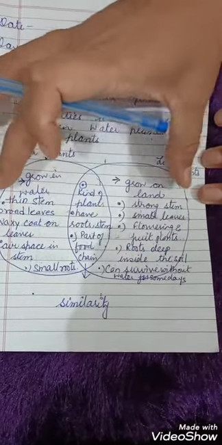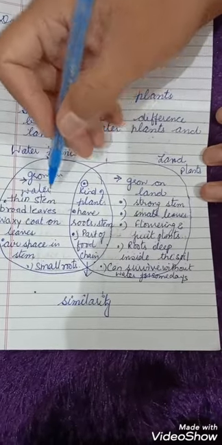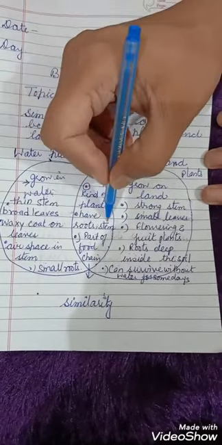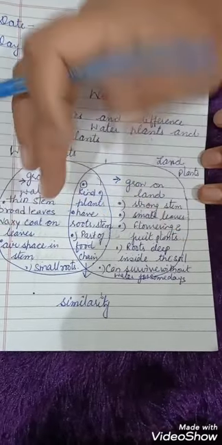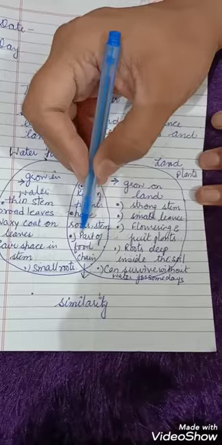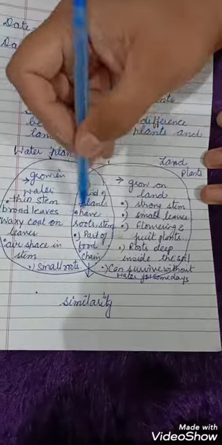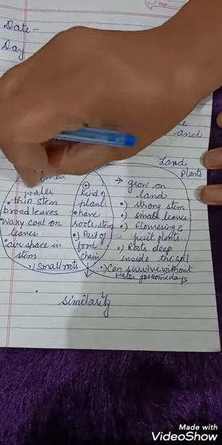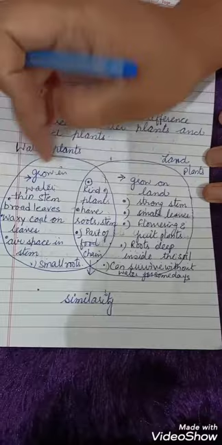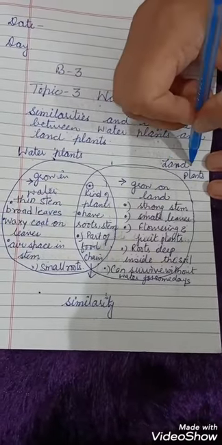Let's discuss the similarities between both of them. Both are part of plants. They have roots, stems, leaves. Both have roots, stems and leaves. Next, both are part of the food chain. These are helpful for the animals that live in the water. For aquatic animals this is very beneficial. These are very important, and for land animals these are very important.